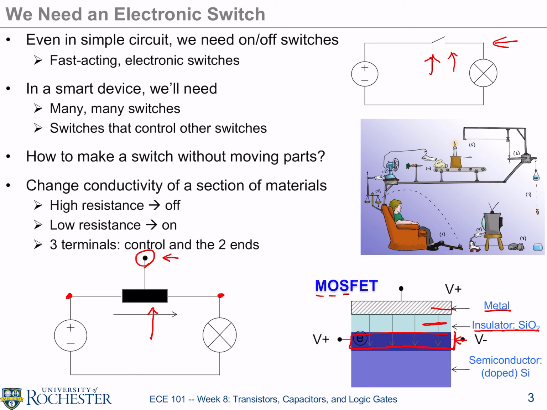Metal, the oxide over here, and the semiconductor down there. And the effect is created by the electric field, so it's a field effect transistor, which means there are other types of transistor that we're not even interested in in this class. So that's how it works.